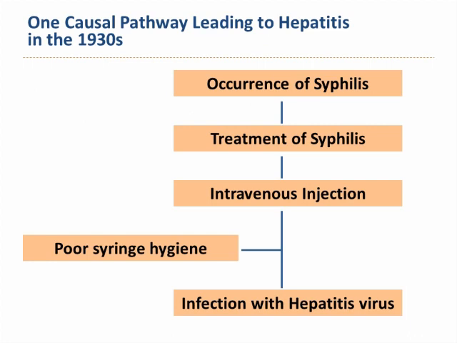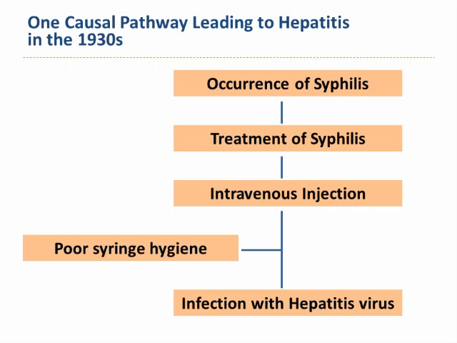Using the initial definition of causality, a cause is something that if it weren't there, some cases of the disease would not happen. So consider for a moment one causal pathway leading to hepatitis infection in the 1930s. Individuals with syphilis who were treated may have had treatment via intravenous injections.